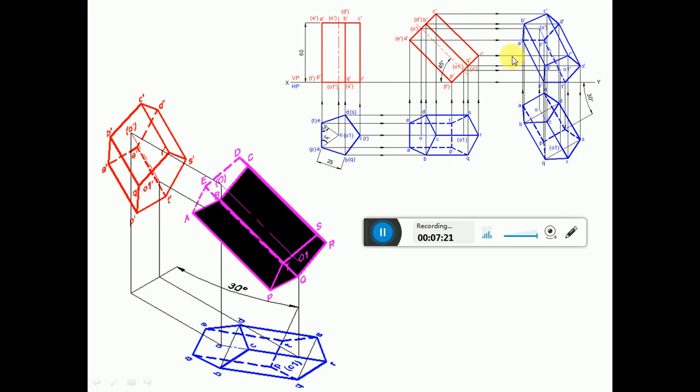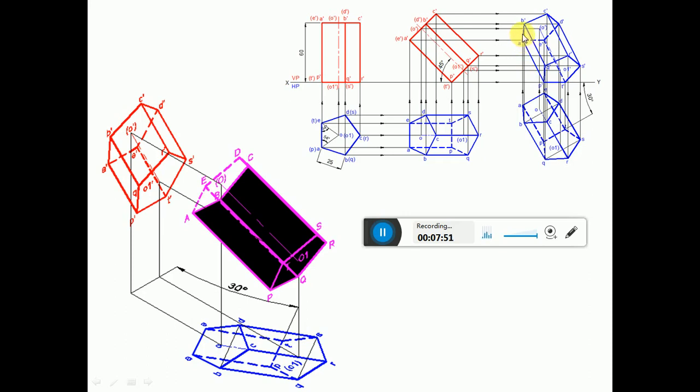Draw a horizontal projector from R dash and draw a vertical projector from R to intersect at the point R dash, and name them P dash, Q dash, R dash, S dash, T dash, and O dash. So now we need to join all these edges by using continuous thin lines. We should not draw them dark. So how to do that?